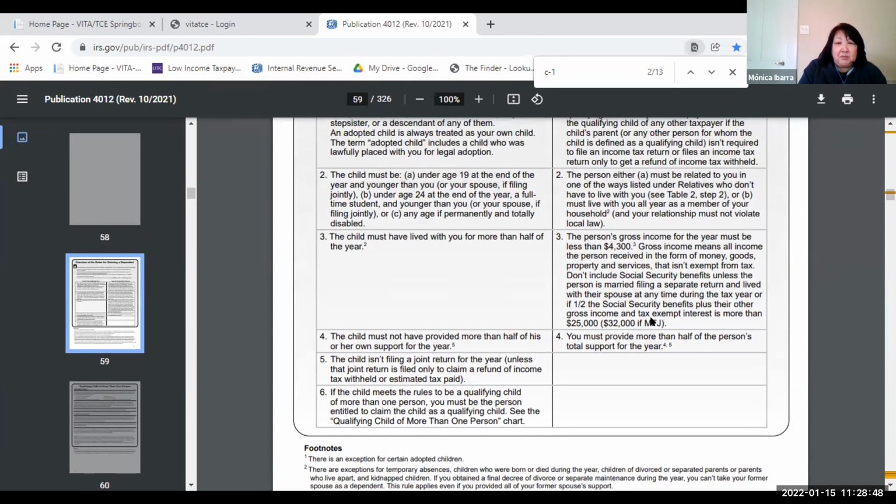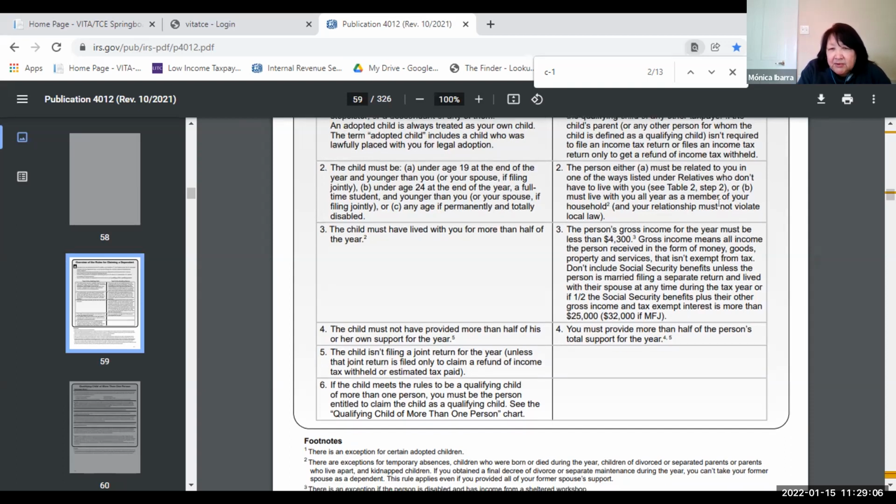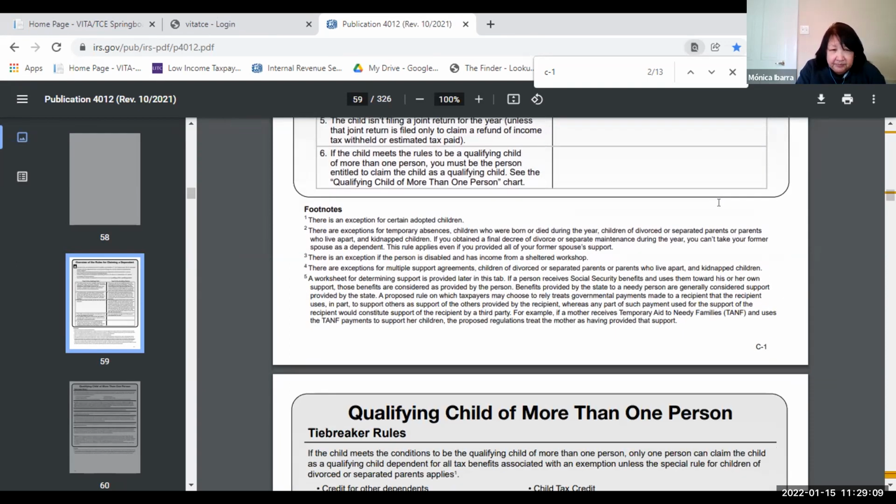There are rules as to whether or not the person has to live with you if they are a qualifying relative. And I can't always remember it because it's really pretty deep in the weeds, but I believe that the qualifying relative doesn't have to live with you as a member of your household. So that's footnote 2. Footnote 2 says there are exceptions for temporary absences, children who were born or died during the year, children of divorced or separated parents, or parents who lived apart, things like that. You want to make sure that you read those because a lot of times they can be very inclusive.